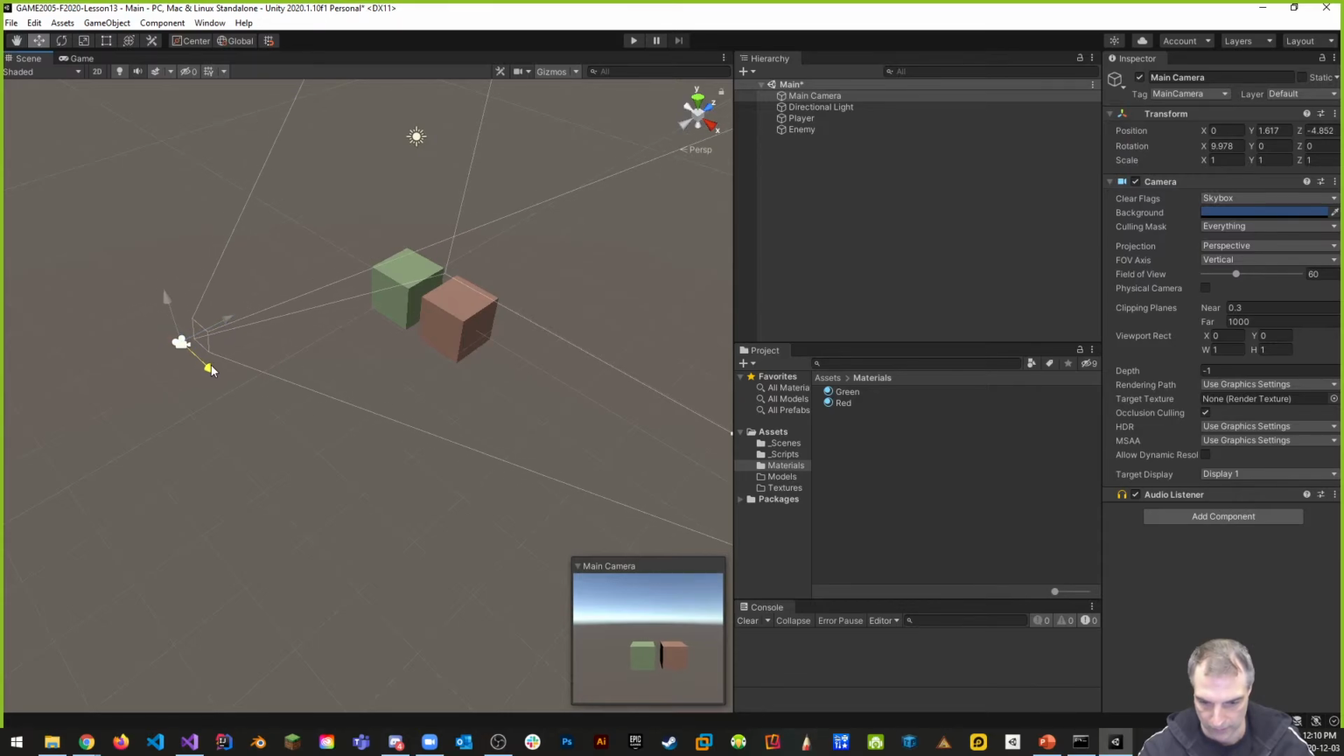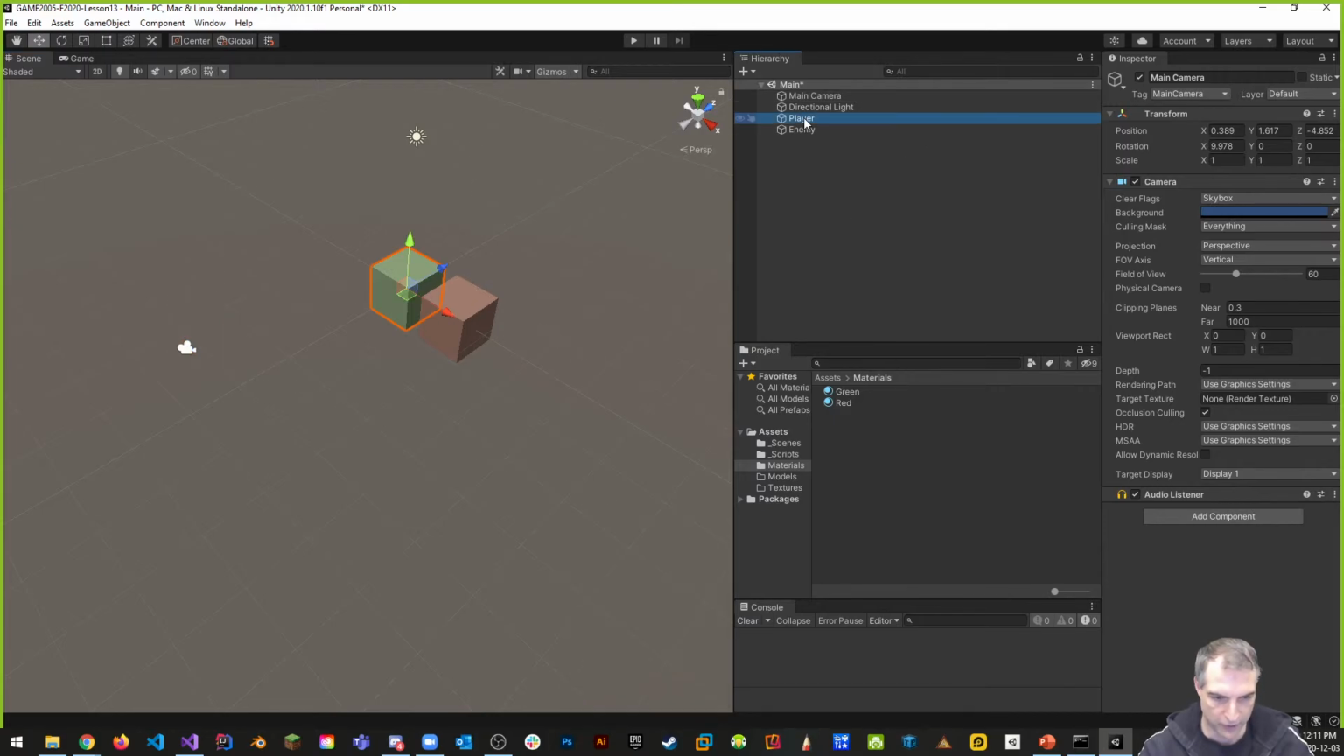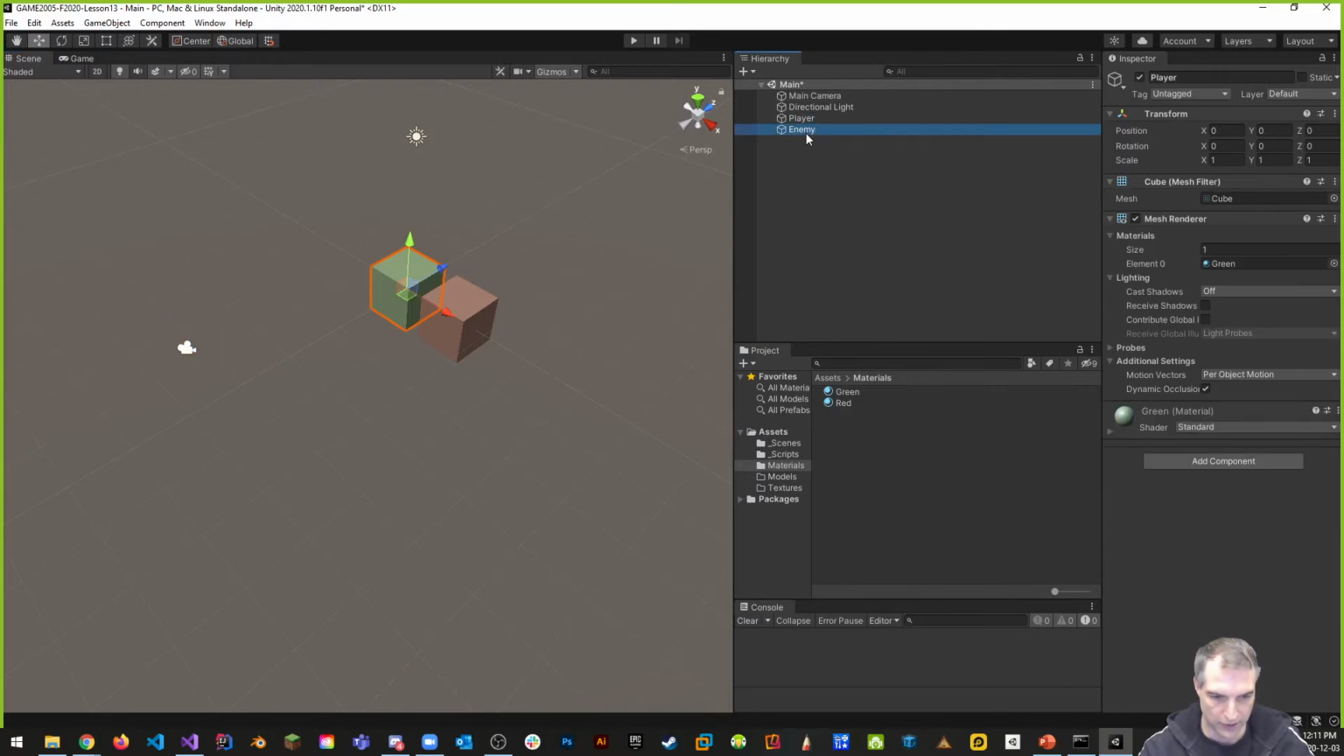Okay? There we go. So my coordinates, if you want to do what I did, for the camera are 0.389, 1.617, and negative 4.852 with a rotation of 9.978 on the x-axis, if you want to copy what I have. So this way you and I have the same looking scene for the most part. The player right now is at 0, 0, 0, and the enemy is at 1.33 on the x-axis only. All right?